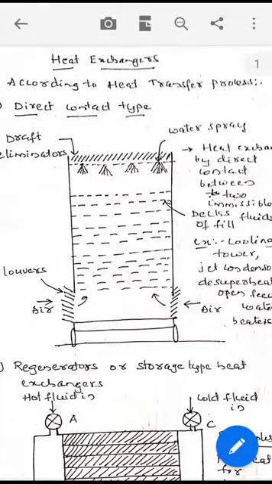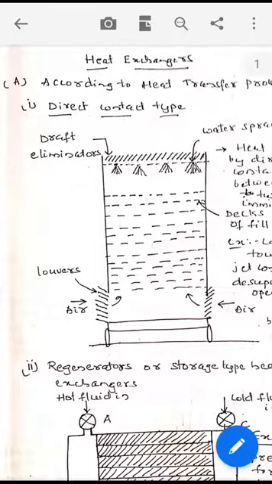Today we shall study about the heat exchangers. So what is the heat exchanger? Heat exchanger is a device in which exchange of heat takes place between two fluids, the hot fluid and the cold fluid. Then we shall study about the various types of heat exchangers or classification of heat exchangers.